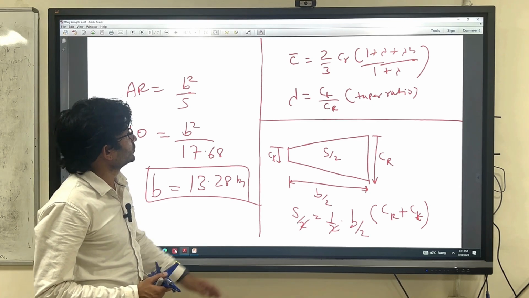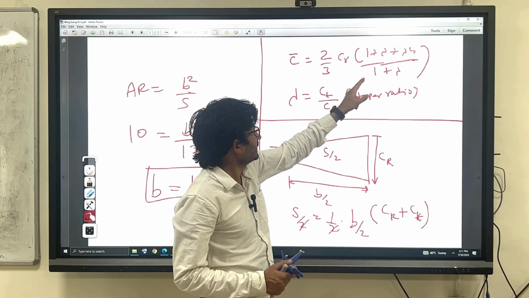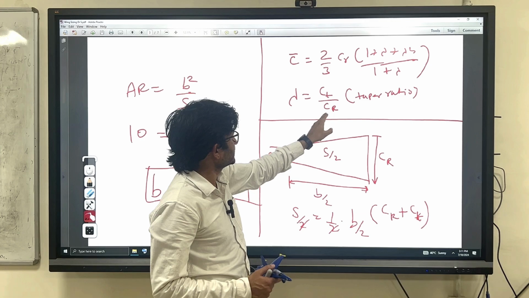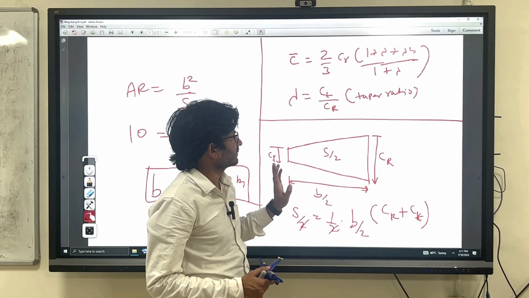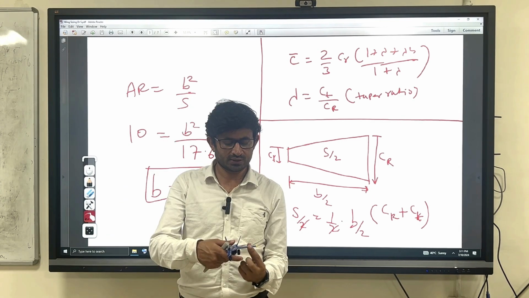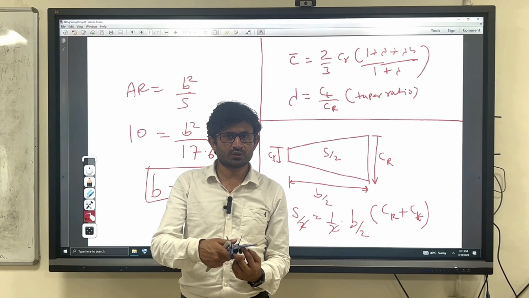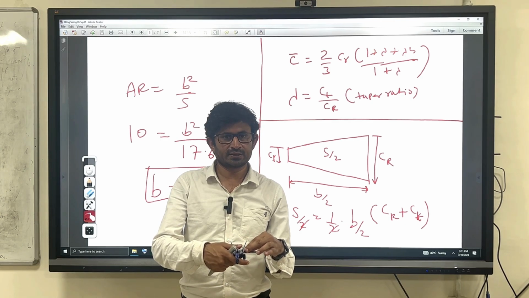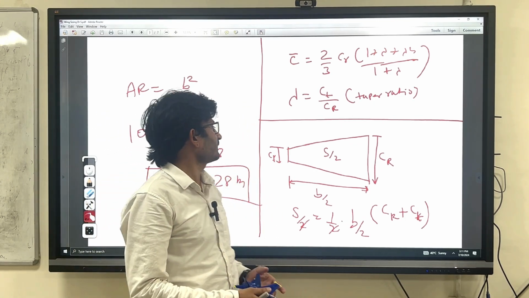You can use this relation: c bar equals 2 by 3 cr times (1 plus lambda square divided by 1 plus lambda), where lambda is the taper ratio, ct by cr, the ratio of chord at the tip and chord at the root. Okay, so this is root chord, this is tip chord. So what is the use of tapering? Because most of the lift is generated towards the root section, you can have more area at the root and less area at the tip, and this way you can reduce the weight of the aircraft also.